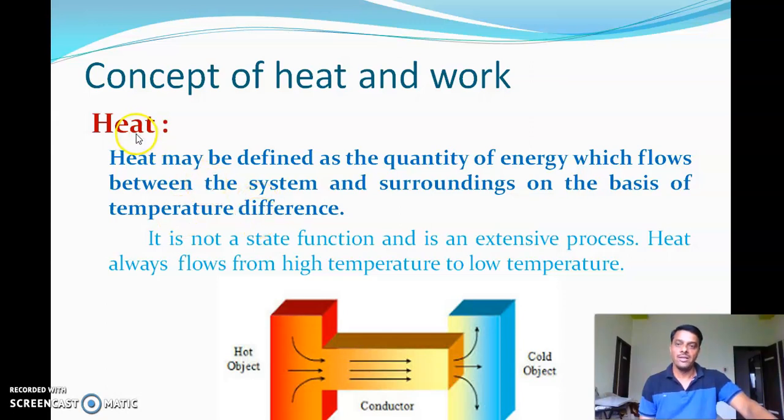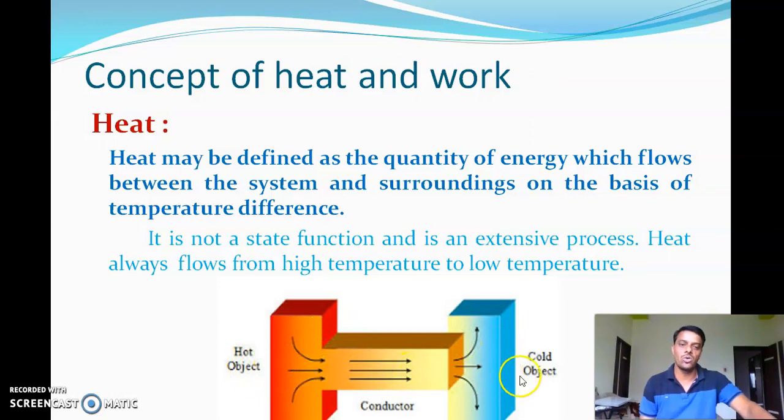Okay, and that is why heat may be defined as the quantity of energy which flows between the system and surrounding on the basis of temperature difference. To understand this definition easily, let us see an example here. The red colored object and slightly blue colored object. The red colored object is a hot object and the other is a cold object.